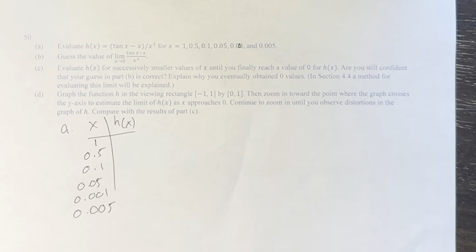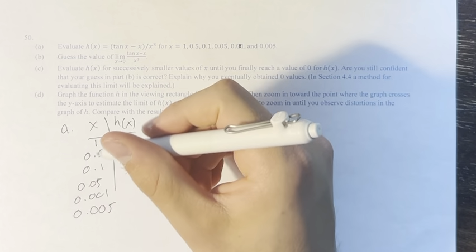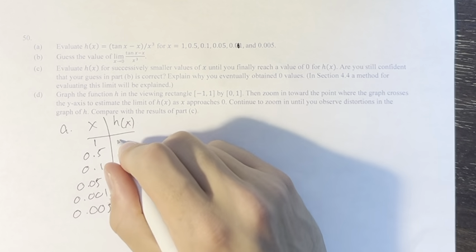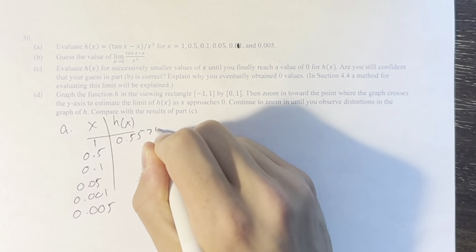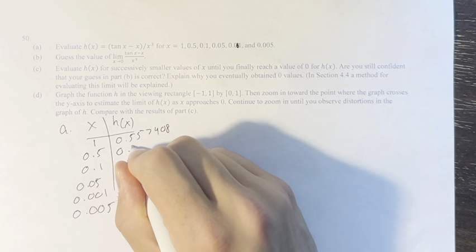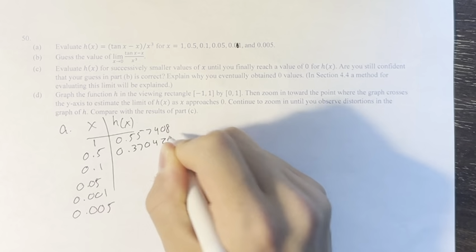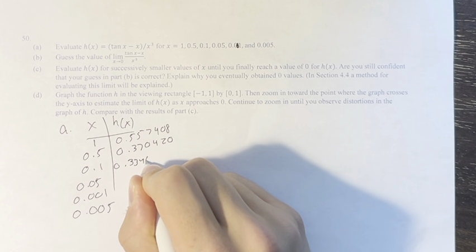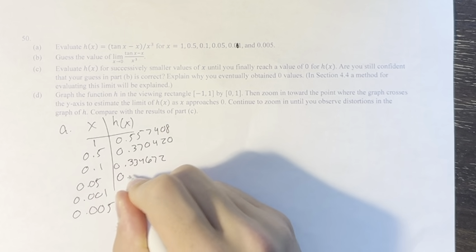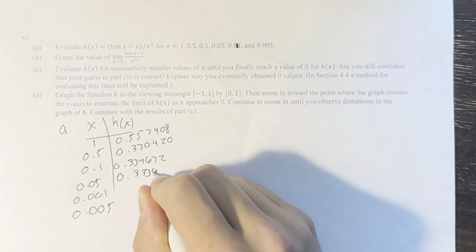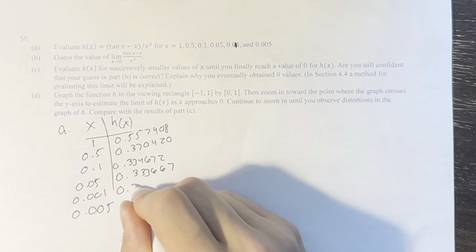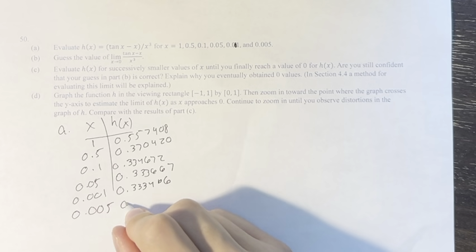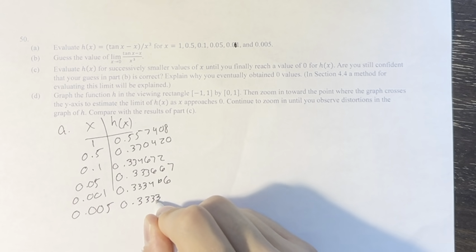So plugging in, we have, I'm sorry, there shouldn't be an extra 0 there, I miscalculated. 0.577408, 0.370420, 0.334672, 0.333667, 0.333466, and 0.333336.